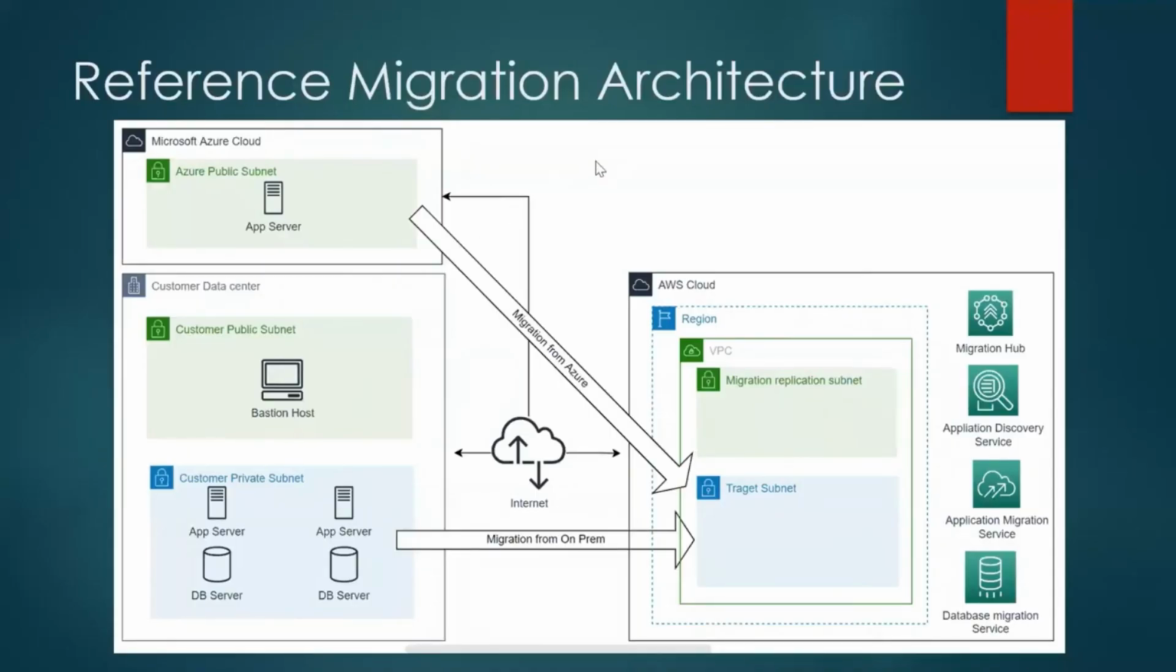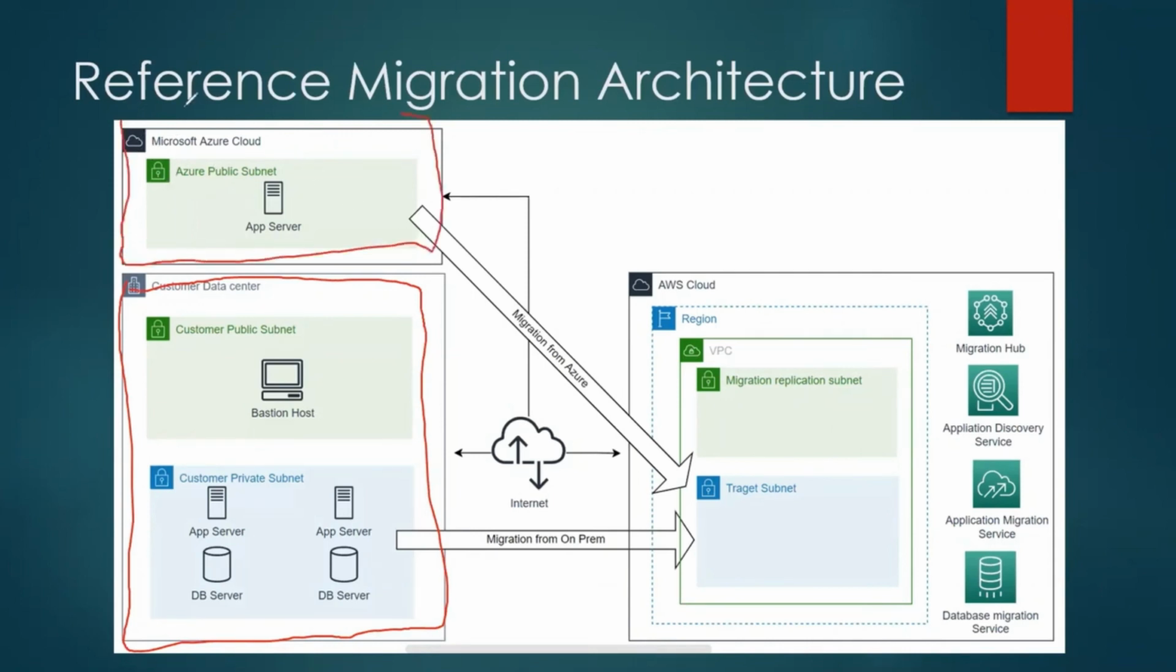So this is our reference migration architecture. Here I just want to clarify diagrammatically. In the first part, we migrated this from on-premises, and the customer also had some servers on Azure that needed to be migrated to AWS. In this case, I migrated this Windows web server as I described before, and created a server over here using Application Migration Service, discovered the data using Application Discovery Service, and analyzed the data using Migration Hub.